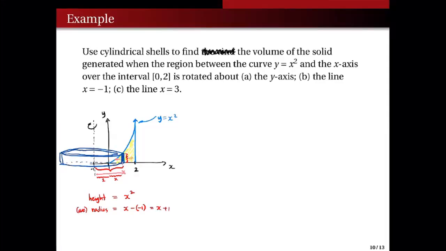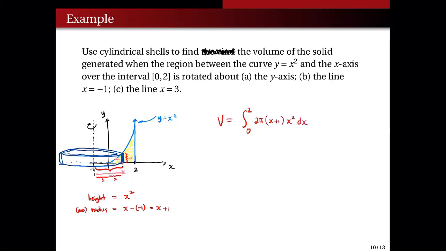Therefore, what is now the volume? Volume is the integral, still from 0 to 2, because this is the leftmost point of the region. 0 up to 2 in here. So you will have 2 pi times the average radius, x plus 1, times the height, which is just x squared. And this is your dx.